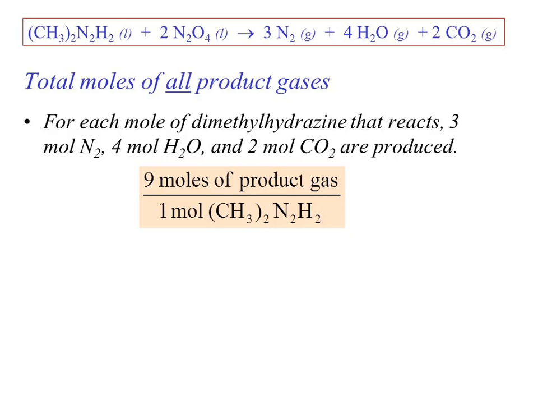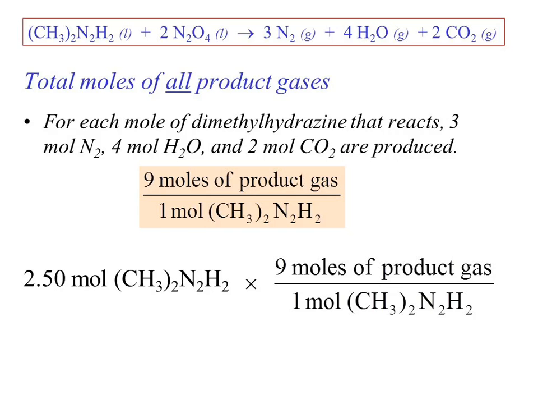So now let's go ahead and run with that. We're going to carry over the moles of the dimethylhydrazine we have in that given mass, and plug in that stoichiometric ratio. So this is our NT. That's our total number of moles of gas. Isn't that slick? That's a lot of moles of gas.